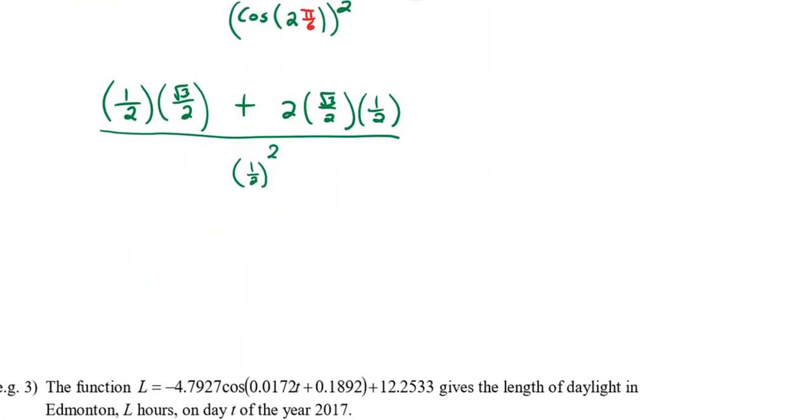All right, we can do that. Let's simplify this first part up a bit. That would be root 3 over 4 plus 2 root 3 over 4. And then that's all over, and then squaring the bottom there would be 1 over 4.